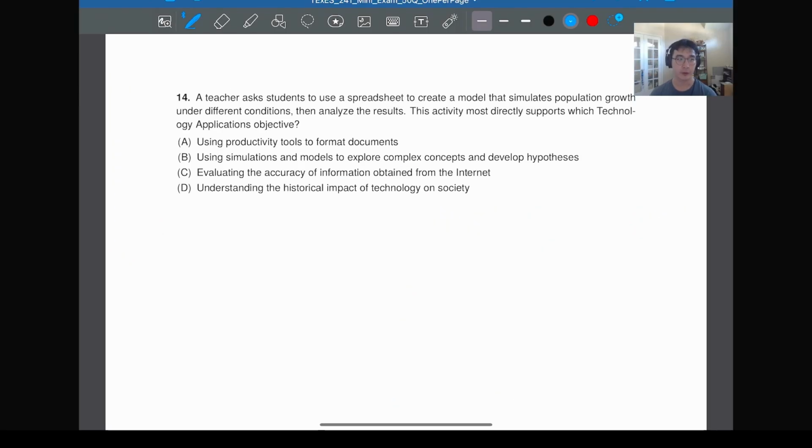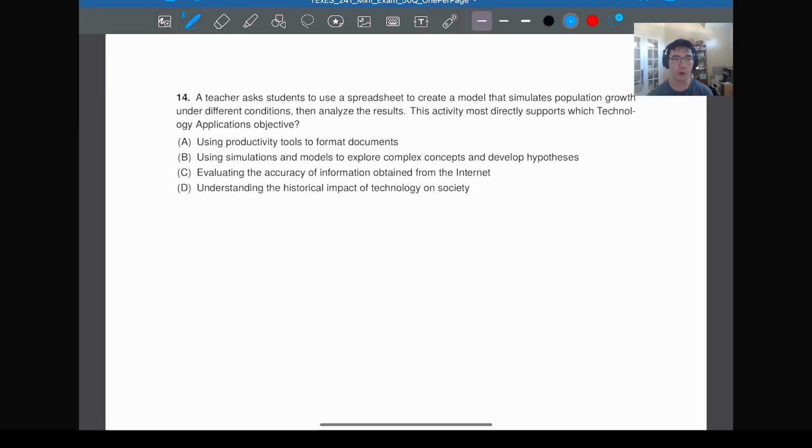All right, question 14. A teacher asks students to use a spreadsheet to create a model that simulates population growth under different conditions and then analyze the results. This activity most directly supports which technology application's objective? So it seems like they're using spreadsheets and they're creating a model for population growth and to analyze the results of that.